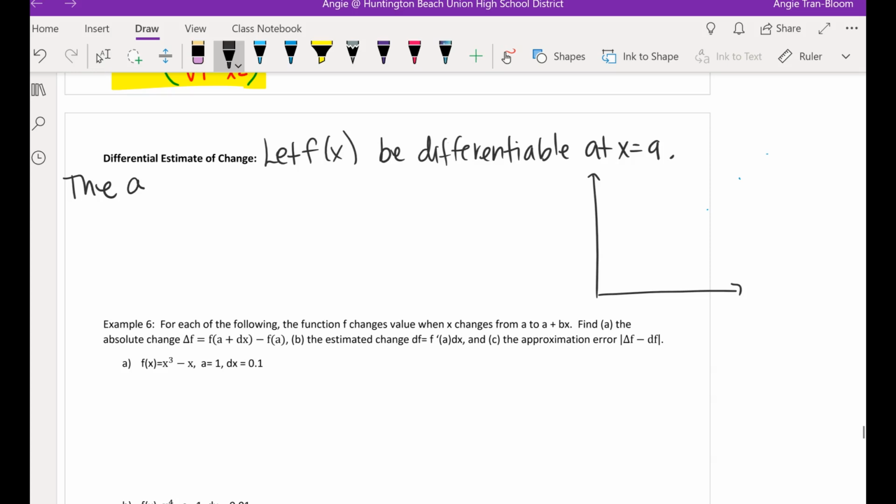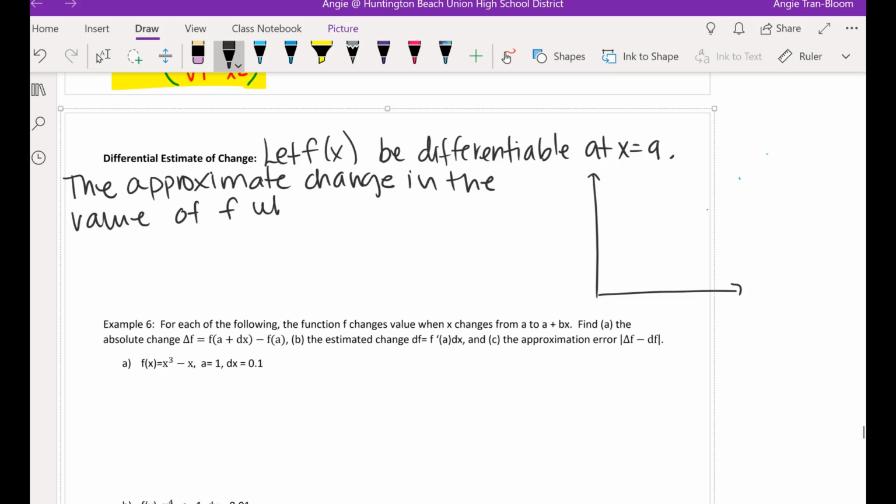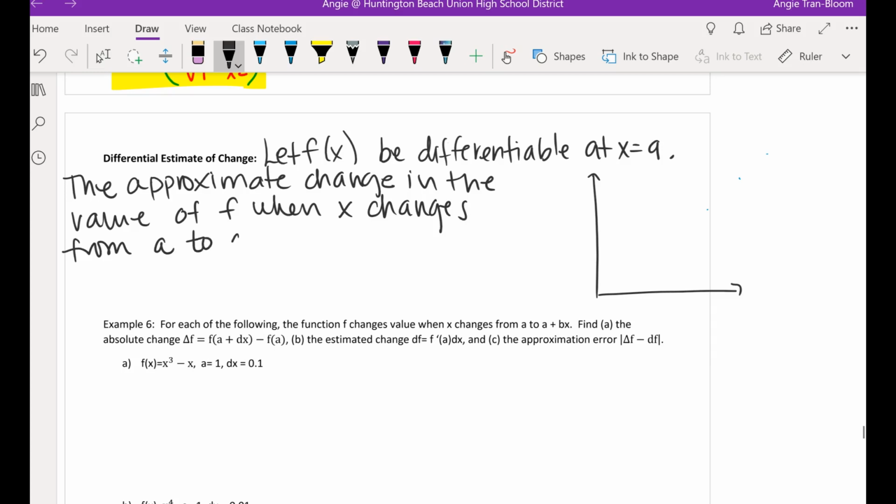The approximate change in the value of f, which is y, okay, when x changes from a to a plus dx is d of f equals f prime of a times dx.